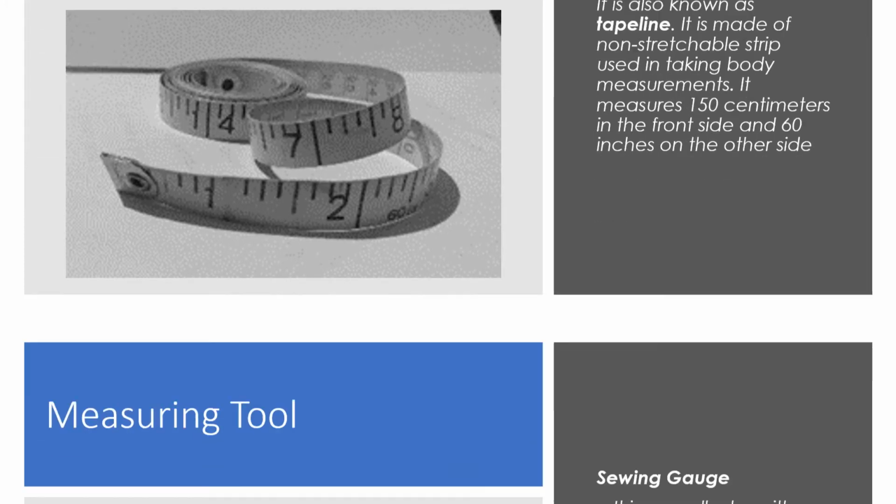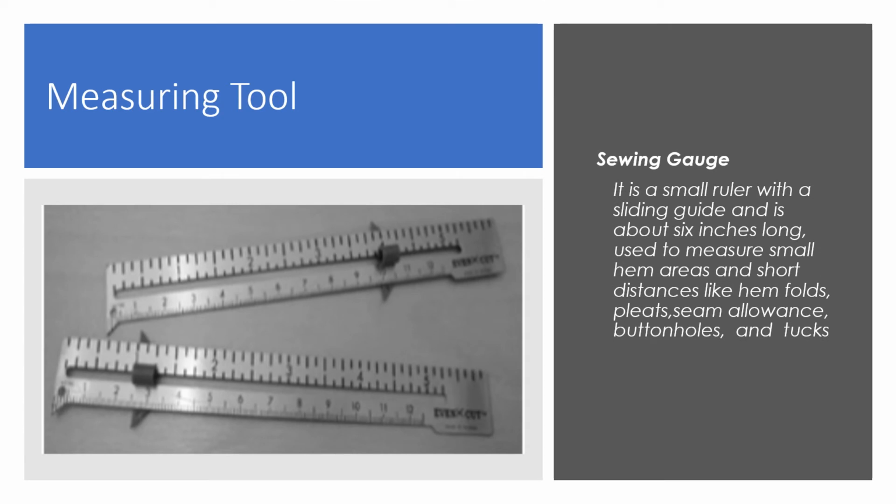Number 2 measuring tool is a sewing gauge. It is a small ruler with a sliding guide and is about 6 inches long, used to measure small areas and short distances like hem folds, pleats, seam allowance, buttonholes, and tucks.